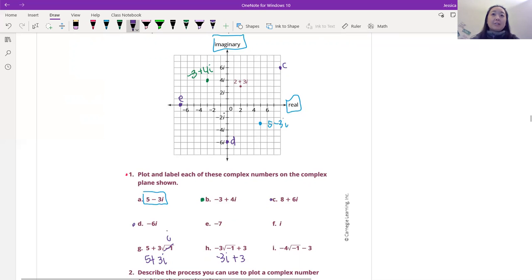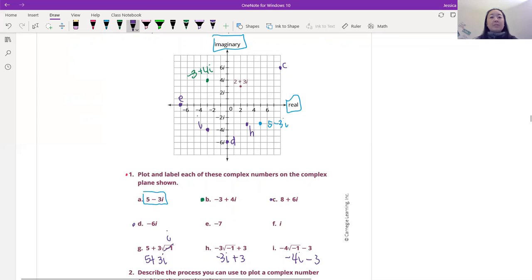So -3i, so we're going to go 3 negative, right? And then we're going to go +3 on the real. That's going to be your H right there. All right, same thing with this. It's going to be -4i minus 3. So -4i, oops. And then -3 right over here. So that's going to be your I.